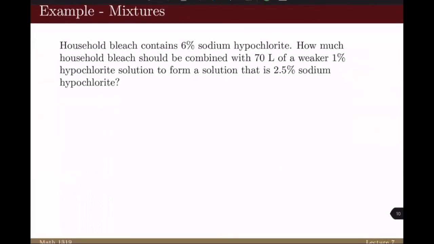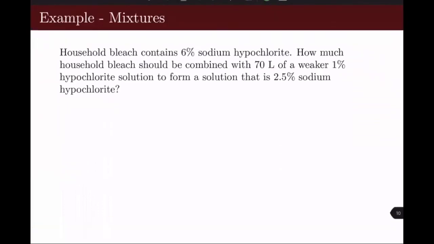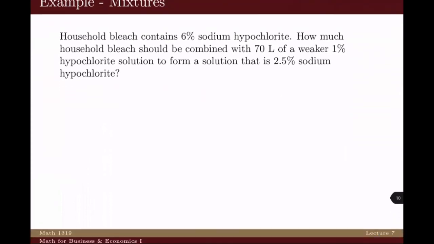All right, this is every algebra student's favorite problem. It is the mixture problem. I know we're all very excited and we all love it. Household bleach contains 6% sodium hypochlorite. How much household bleach should be combined with 70 liters of a weaker 1% hypochlorite solution to form a solution that is 2.5% hypochlorite? All right, what we're gonna do is also your new favorite thing.